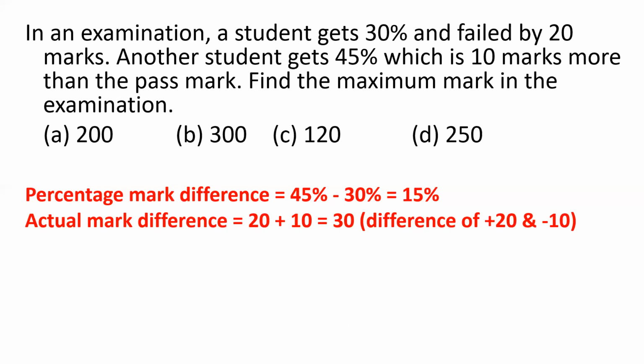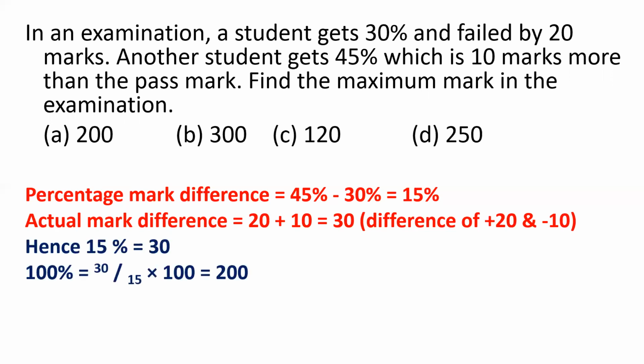20 plus 10 is equal to 30. Why 20 plus 10? One student is getting 10 marks more than the pass mark. Other student is getting 20 marks less. So 10 more than a number and 20 less than a number, the difference is 30. So we need to equate 15% with 30 so that we can get our 100%, that is equal to 200.